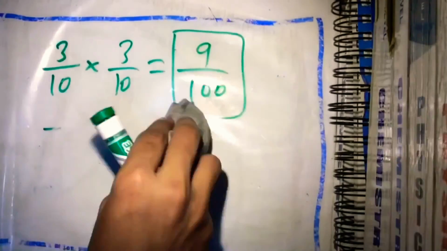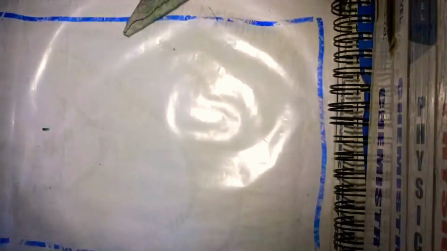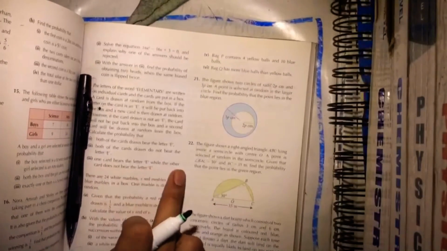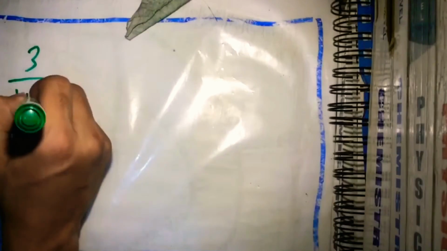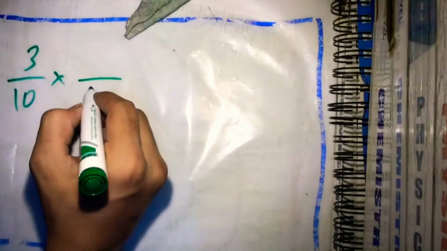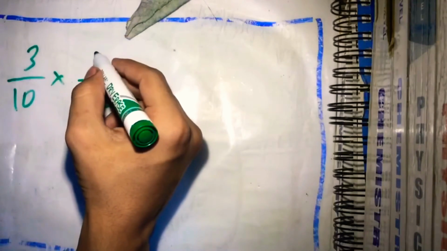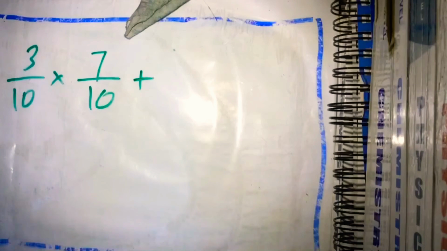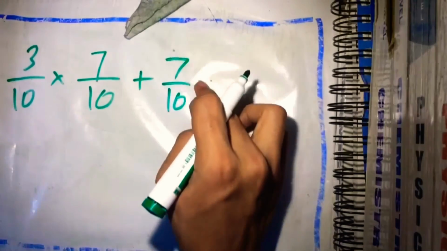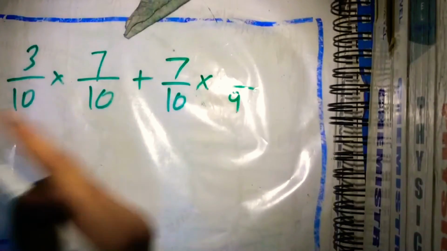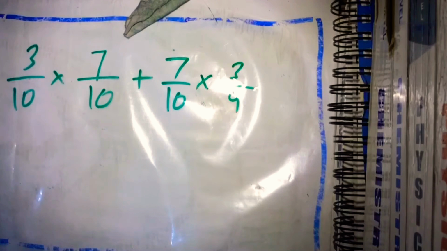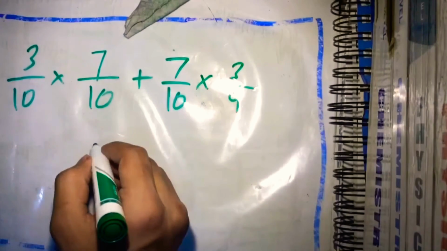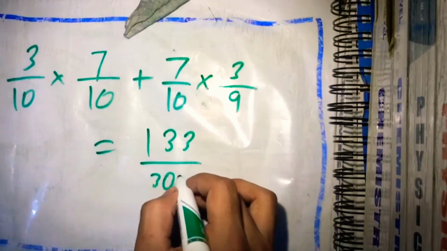Now the third part. Third part says one card bears the letter E while the other card does not bear the letter E. For this, if the first card bears the letter E, it will be 3 upon 10. This is replaced back into the box. So still there are 10 total cards and a card without E, so there will be 7 possible outcomes. So this plus, if a card without E is picked first, it would be 7 upon 10. Now 9 cards remain in the box and we have to draw an E, so 3 upon 9. The probability of this will be 133 upon 300.